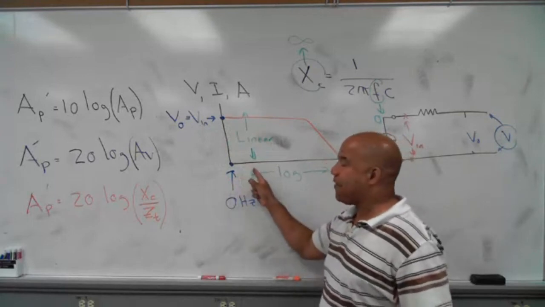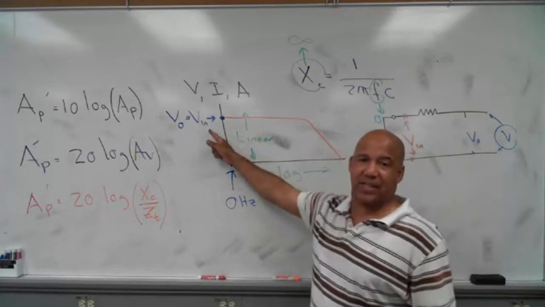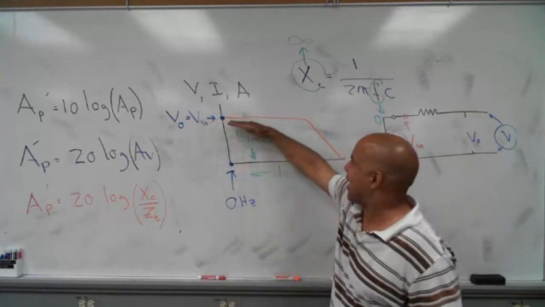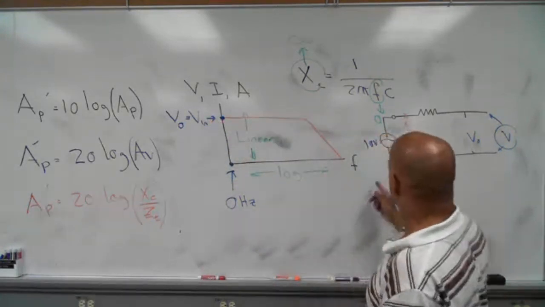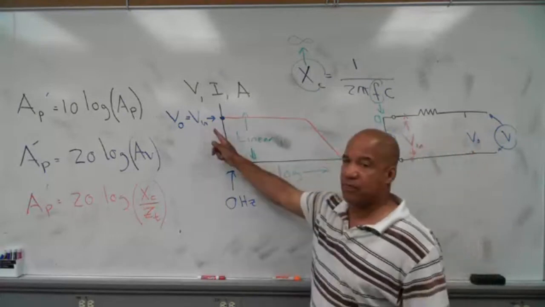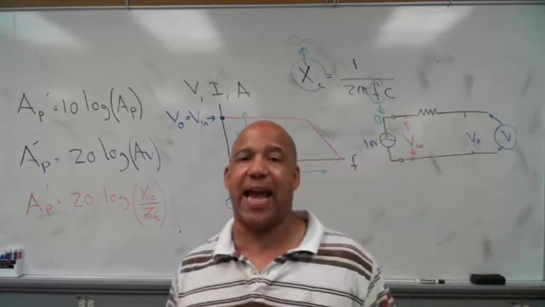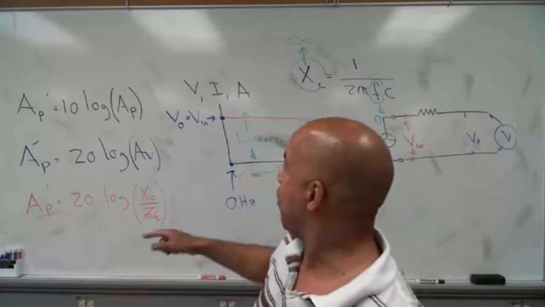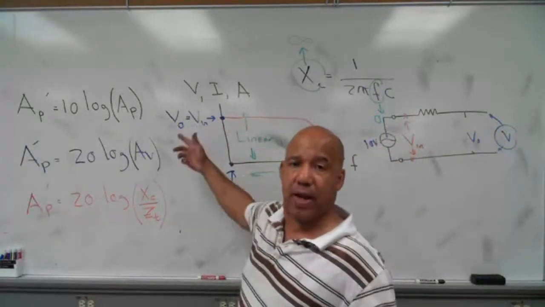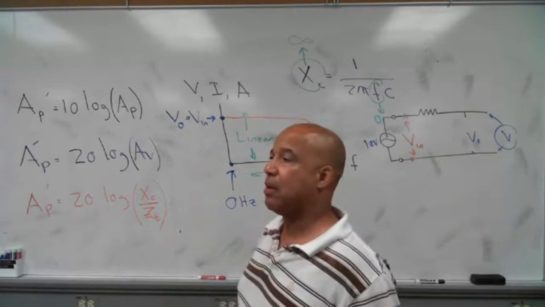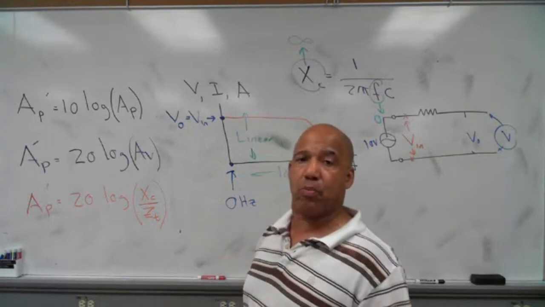Now, as I move up away from 0, that statement becomes less and less true. So this really slopes down a little bit, but we kind of ignore that. That's why at 0 hertz, V out equals V in. That's one important point I ask you to remember on the graph. The point at 0 hertz, what's true is V out and V in are equal to each other. That's one point. What's the second important point?